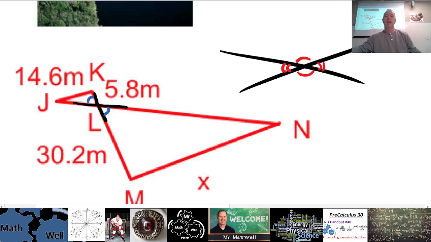Now, it does look like this angle right here is close to 90 degrees, and this angle is close to 90 degrees. Those are also corresponding angles. And so finally, this angle and this angle will also be equal. So we have some similar triangles, and here's how we can split those up.